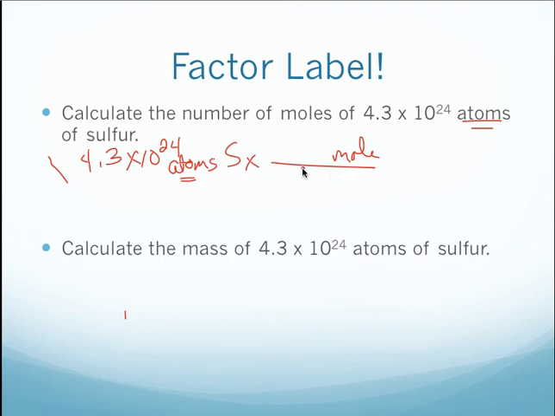How do I relate atoms to moles? Well, remember, moles is just a number of things. So it's 6.02 times 10 to the 23rd atoms of sulfur in 1 mole of sulfur. So if I get my calculator out, I'm going to do 4.3 EE, that EE button on your calculator, 24, there's no times, no 10, okay, and then divide by 6.02 to the 23rd.